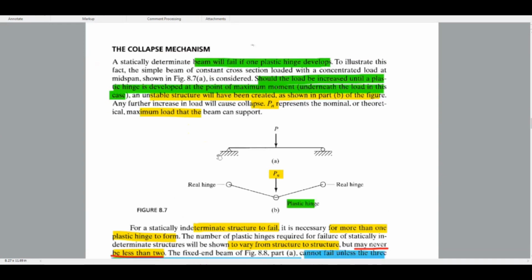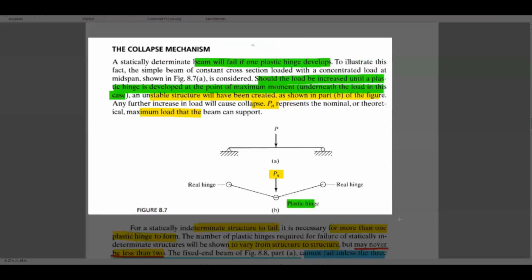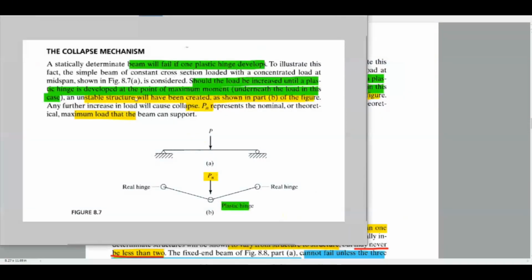The collapse mechanism. Here we will see about the collapse mechanism. The statically determinate beam will fail if one plastic hinge develops. This is the statically determinate beam, with two reactions here and one reaction here. So this is a statically determinate beam. There is a real hinge here, and this is also a real hinge. And if one hinge forms at the center load, a collapse mechanism will happen.